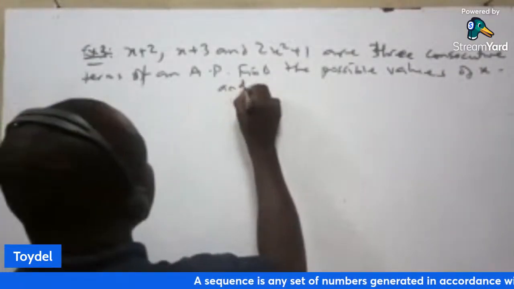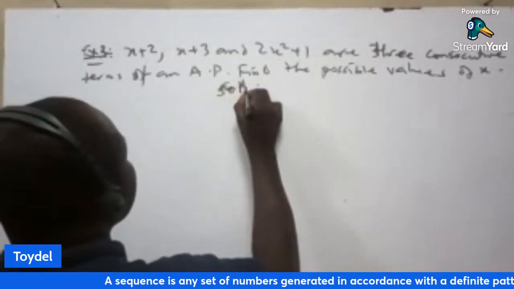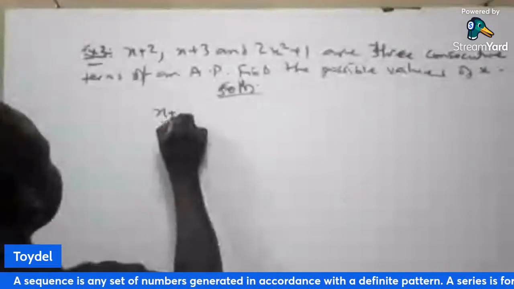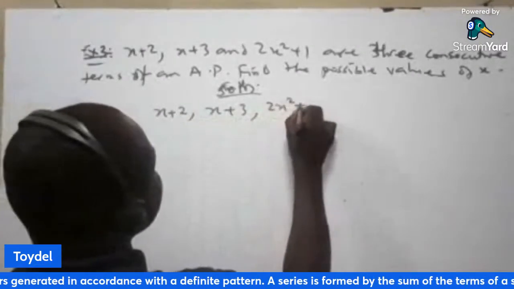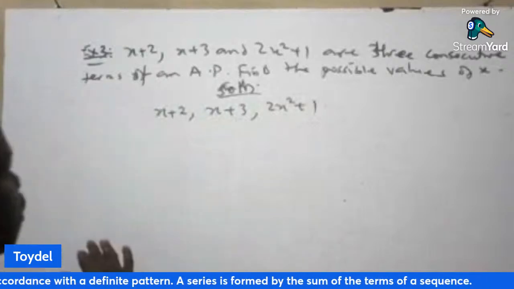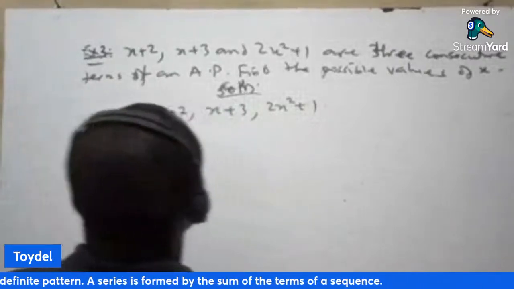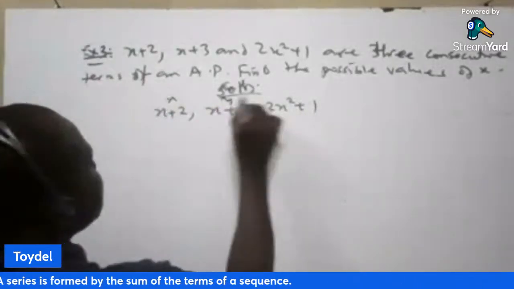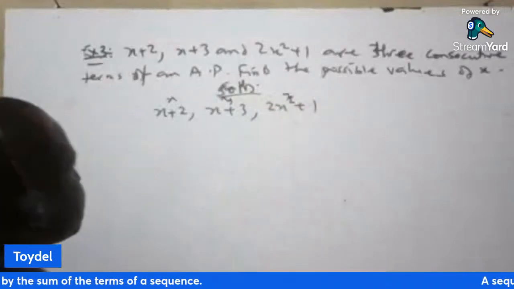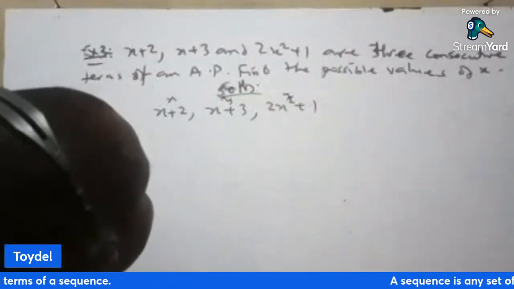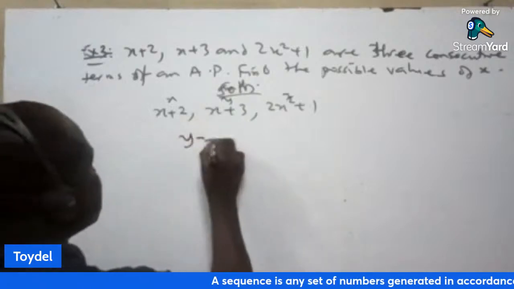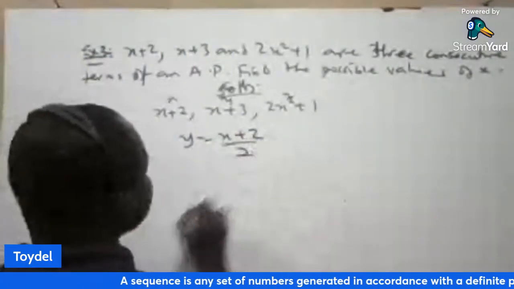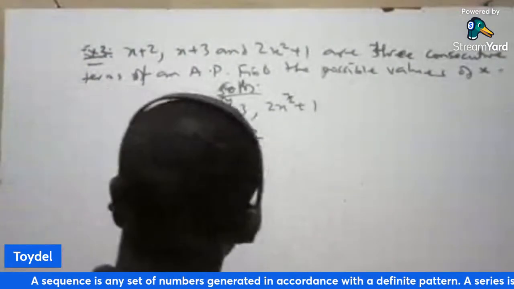So in this case, solution. The first one is x plus 2, followed by x plus 3, then 2x squared plus 1. These are three consecutive terms of an AP. Call them X, Y, and Z. For us to find the possible values of x, from that formula, we know that Y is equal to (X plus Z) all over 2. When you have three consecutive terms, this is called the arithmetic mean.